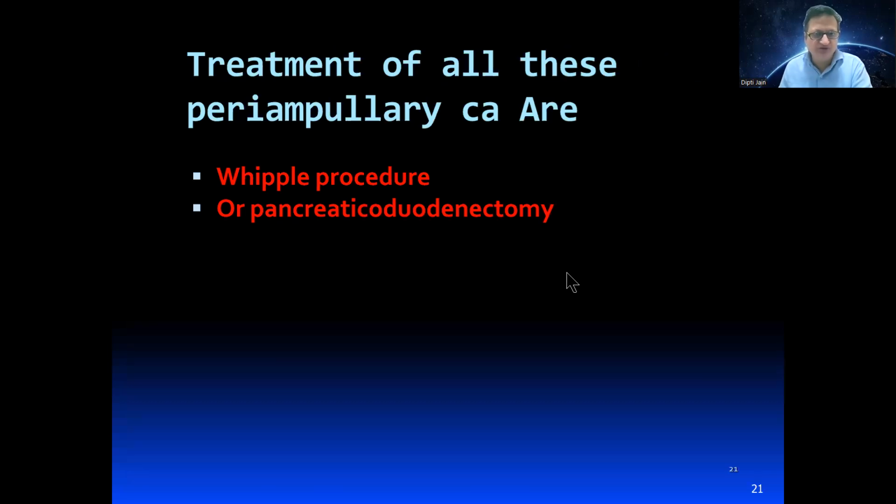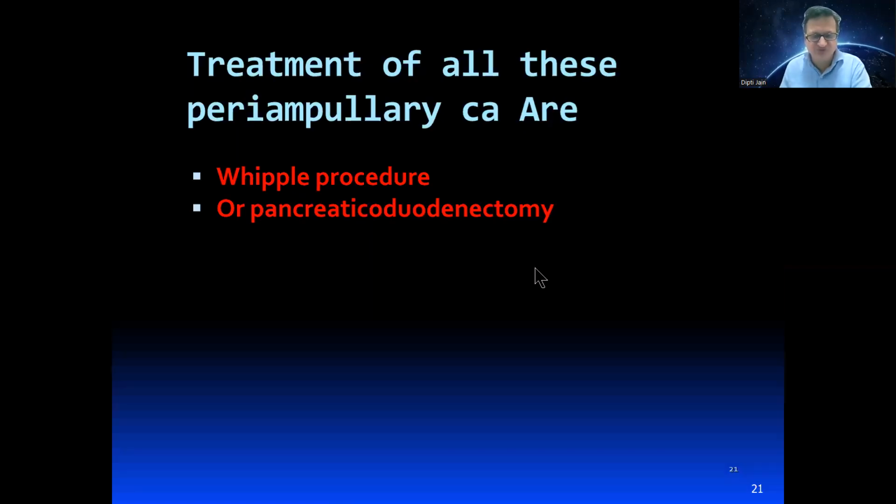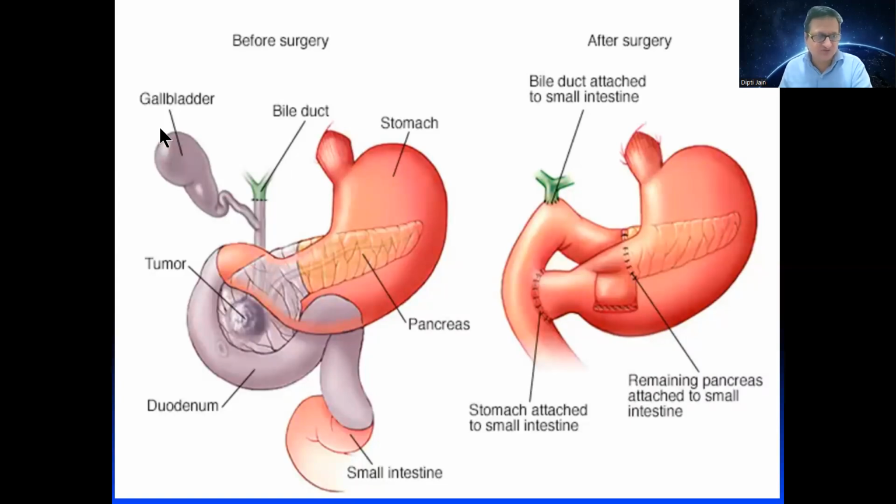Now, treatment of all these periampullary carcinomas is the Whipple procedure, or pancreaticoduodenectomy. As the name suggests, pancreas and duodenum are removed in this procedure. This is before the Whipple procedure, where the gallbladder is present here, bile duct is present here, and the pancreas with cancer is present here. This is the duodenum. All these structures which are purple colored are removed in this procedure.